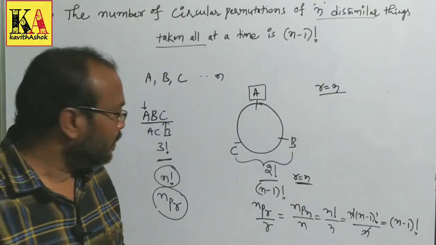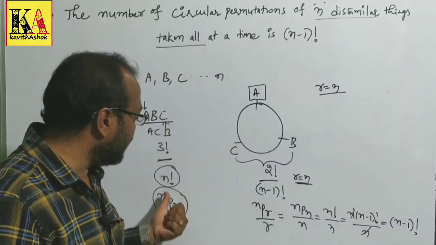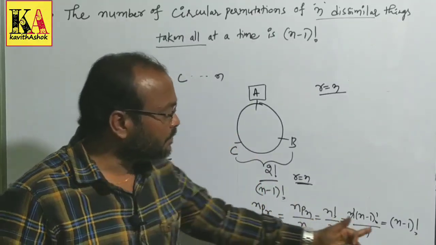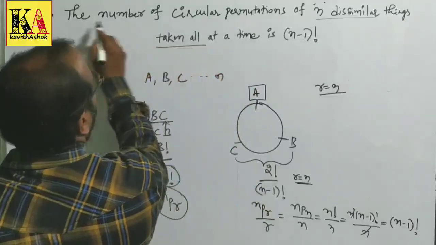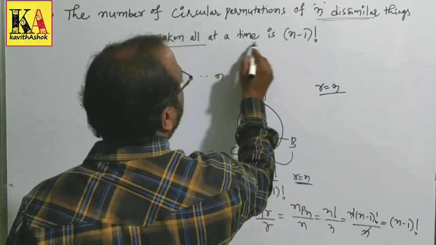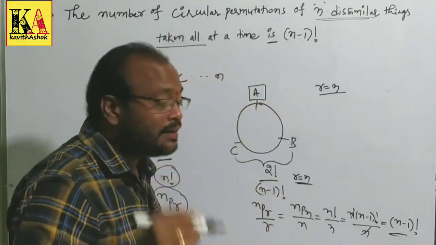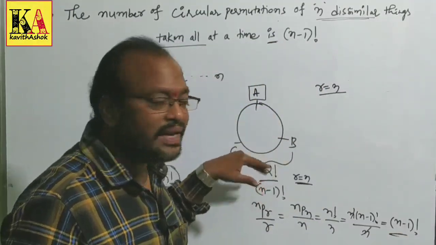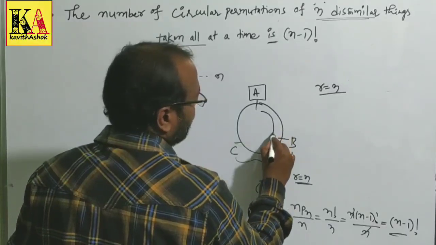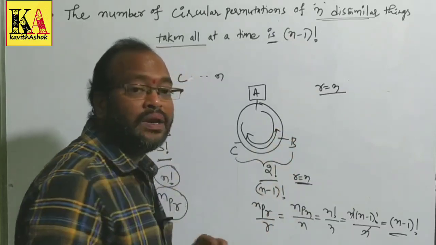Is it clear now? In circular permutations, instead of n factorial we get n minus 1 factorial. The number of circular permutations of n dissimilar things taken all at a time is n minus 1 factorial. Here, when nothing is given, the clockwise direction and anti-clockwise direction will coincide.